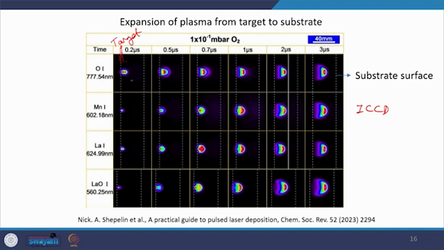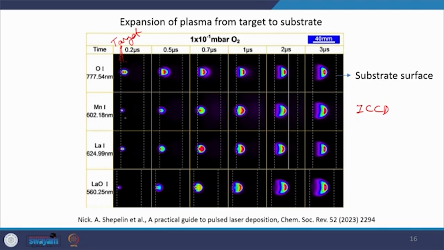So, you can see how the oxygen species is moving from the target. You can see that slowly, after different times, 0.2 microsecond, 0.5, 0.7, and 2, 3 microsecond, it is further moving towards the substrate. So, slowly it is moving.